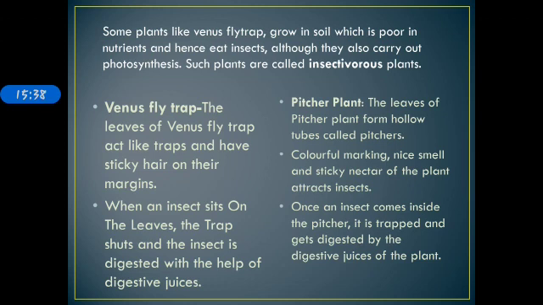Observe, it is a pitcher. Pitcher means a jar. Here the leaf of the plant is modified into a jar-like shape. Okay. The leaves of the pitcher plant form hollow tubes called pitchers. Colorful markings, nice smell, and sticky nectar of the plant attract insects. Once an insect comes inside the pitcher, it is trapped and gets digested by the digestive juices of the plant.